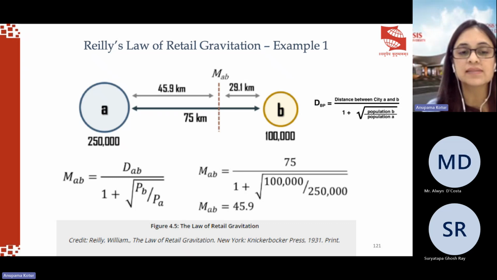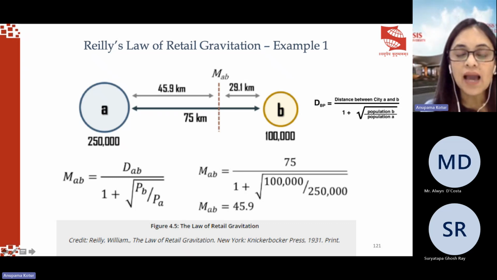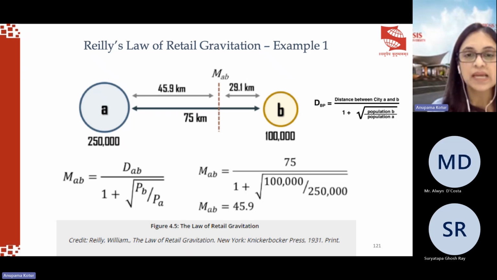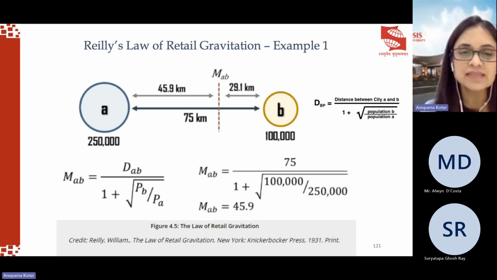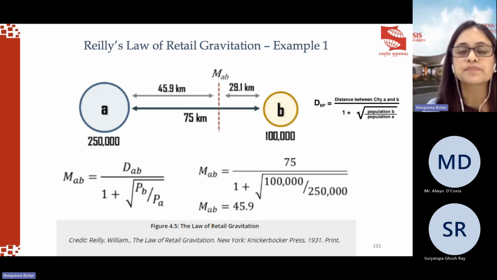City A, which has a population of 250,000 people, I can expect that these people would most probably be willing to drive to my store so long as it is within that radius of 45 or 46 kilometers. Anything beyond that, I cannot expect them to drive to my store, right?